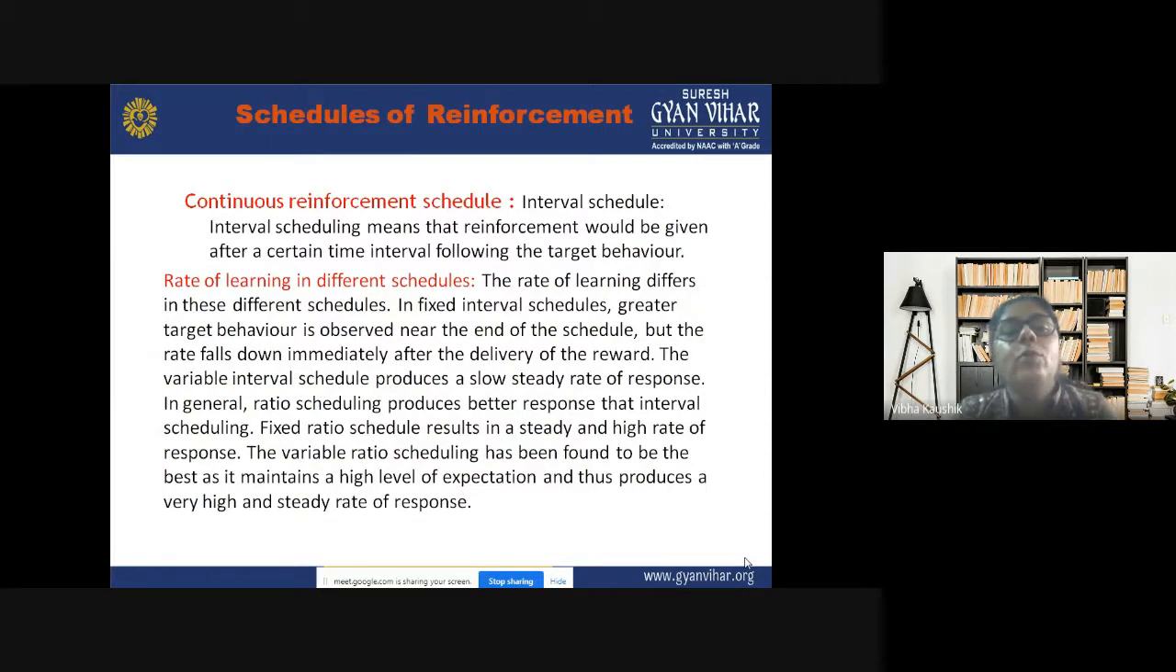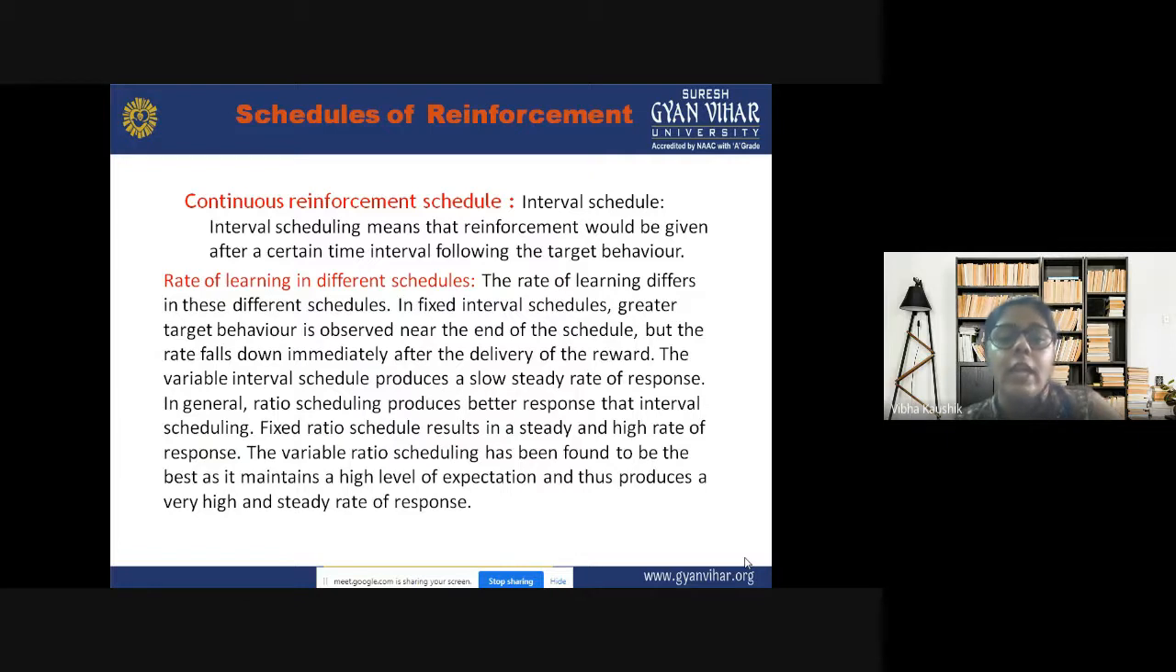Now, schedule of reinforcement means when the reinforcement should be given. Continuous reinforcement schedule, interval schedule. Interval scheduling means that the reinforcement would be given after a certain time interval following the target behavior.